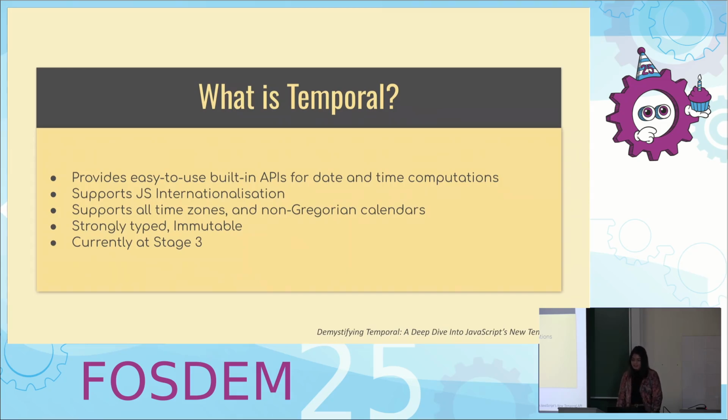It supports JS internationalization. That means it supports all time zones, including non-Gregorian calendars. It is strongly typed, which means that for every use case, there's a different type instead of one type that fits everything. It is immutable. That means you don't have to worry about any external code modifying your object without your knowledge. And it's currently at stage 3. If you remember from Ujjwal's talk earlier, it's almost ready, and we are mostly waiting for browsers to finish implementing it, and we are expecting no major changes.